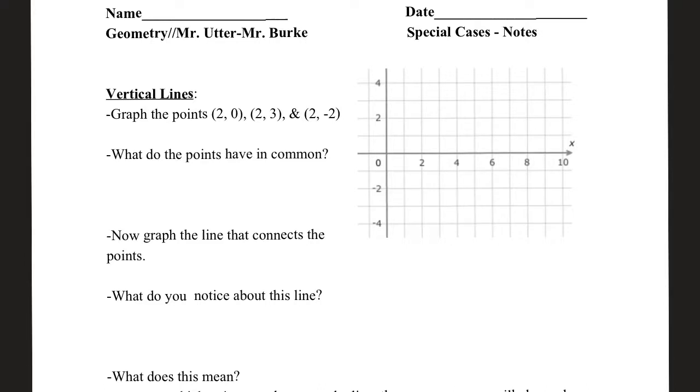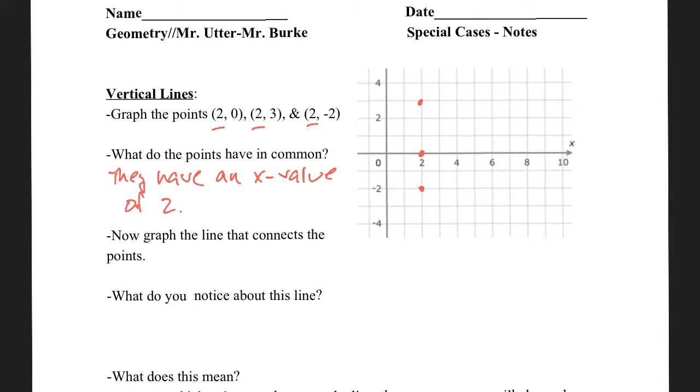They're asking us to graph these points here, so let's go ahead and do so. We've got (2, 0), (2, 3), and (2, -2). Then it's asking, what do these points have in common? Well, obviously, they all have an x value of 2, or they all have the same x value.